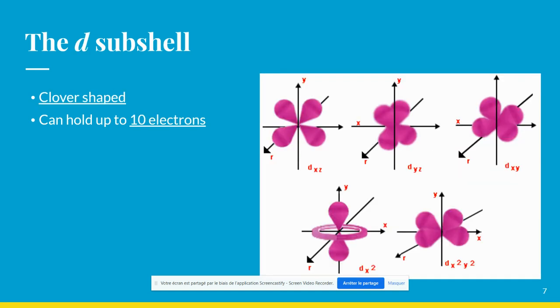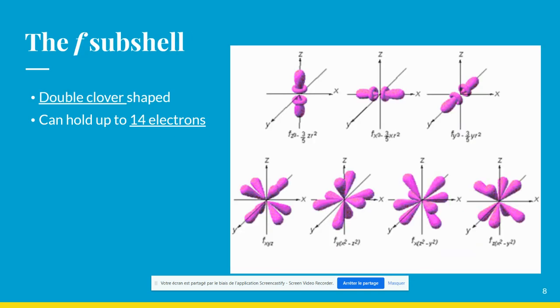And we have the D. I don't expect you to be able to draw all 5 of these, but I do expect you to know that the D subshell is clover shaped. It has 5 orbitals and it can hold up to 10 electrons. So anywhere between 0 and 10 is allowed. And then we have the F subshell, which I'm not going to expect you to be able to draw, but I do expect you to know that it is double clover shaped. So just 2 clovers laid on top of one another. I recognize that the ones up top look a little bit different. We're not really going to get into that. There are 7 orbitals, and it can have up to 14 electrons.